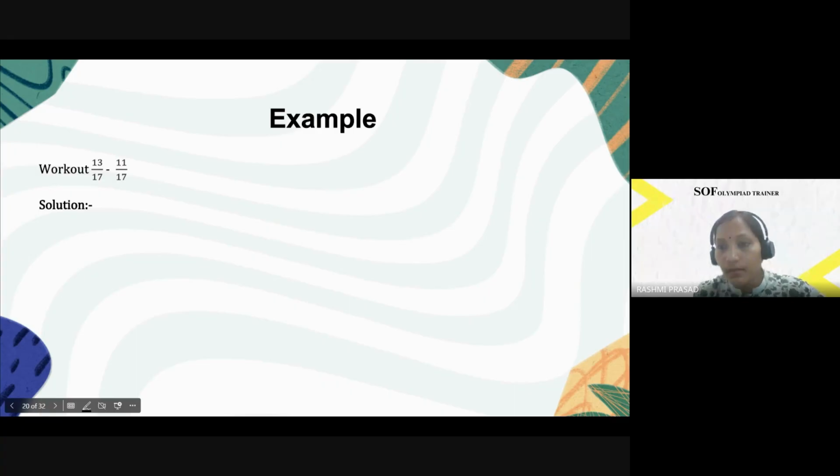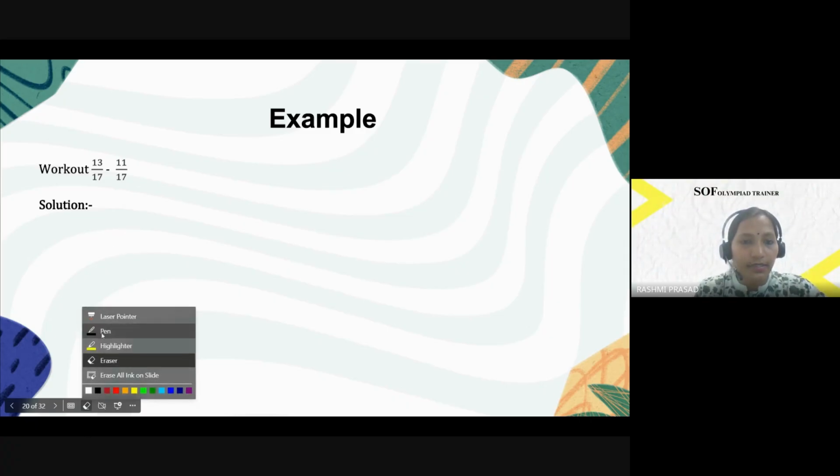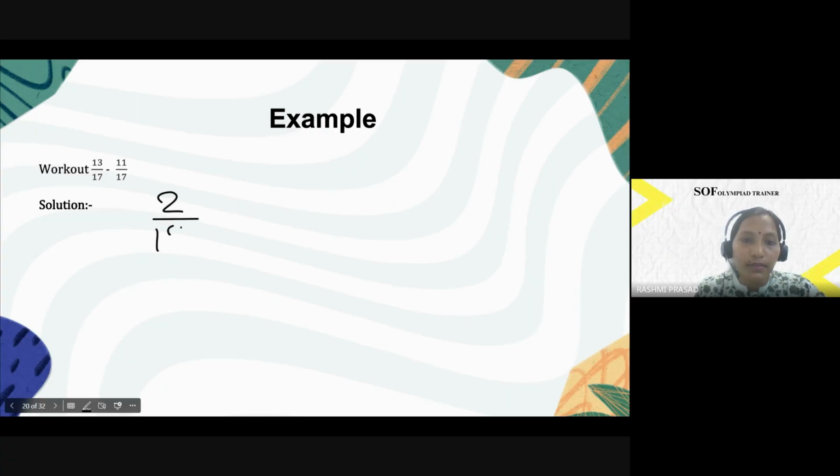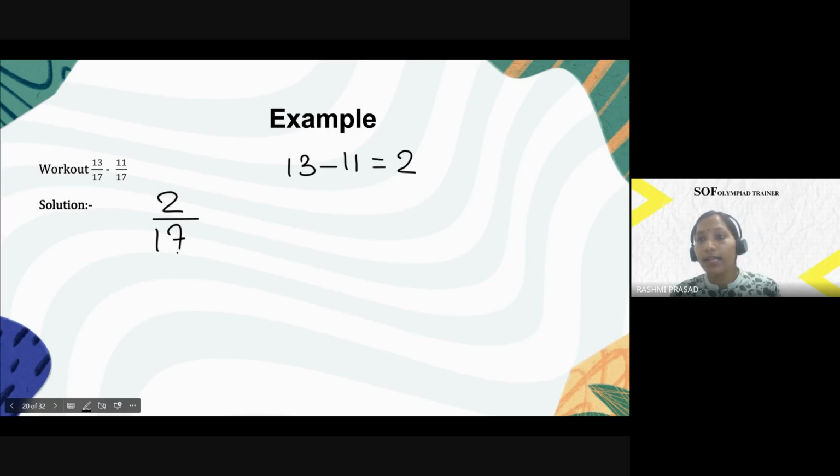Okay. Zainab, can you tell me your answer? Zainab, you are there? 2 upon 17. Very good. Okay, I'll wait. Let me write it clearly. It's 2 over 17 because 13 minus 11 is 2. And just write the denominator as it is. Don't do anything with the denominator. Clear? Okay, I think we are good with addition and subtraction of fractions.